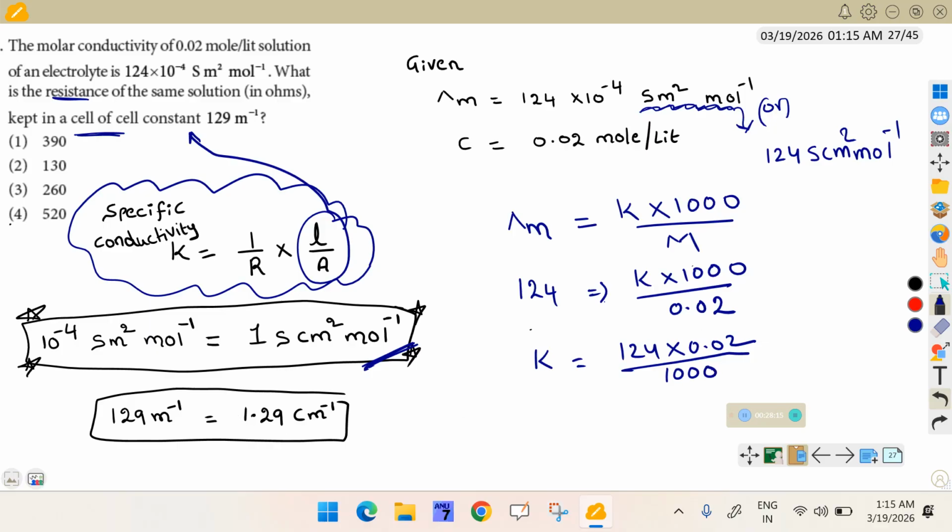Now, here the cell constant value is given, you can simplify, you will get the K value here. The cell constant value is given as 129 meter inverse, but here the K value is calculated in terms of centimeter squared. So meter inverse is converted to centimeter inverse. First of all, 129 meter inverse equals 1.29 centimeter inverse. Now K equals 1 by R into L by A.